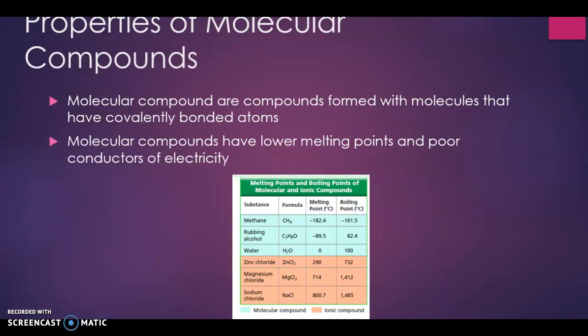All right, properties of these are different than ionic bonds. Ionic bonds we talked about being fairly strong, so they have high melting points. They conduct electricity in water, things like that.